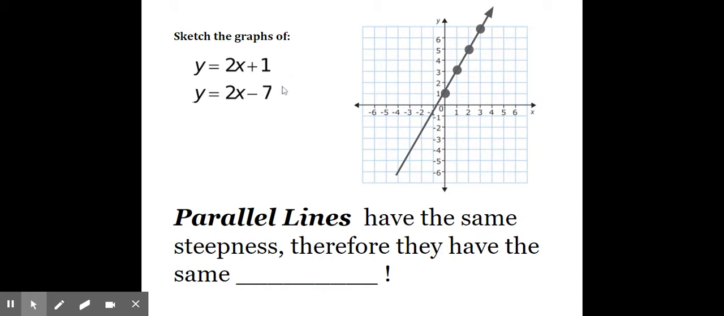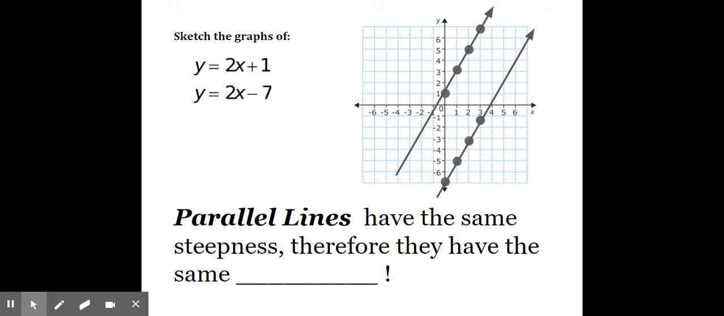Let's go to the next line. The intercept is at negative 7. So way down here at negative 7, I'm going to plot a point. Then notice the slope is the same. So I'm going to rise 2, run 1, rise 2, run 1. And I'm just going to plot a few points along the line, and then connect them and draw that line all the way across the coordinate plane. What do you notice? The lines are parallel.